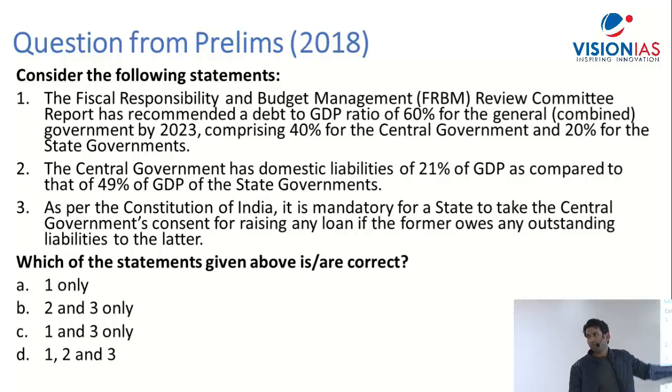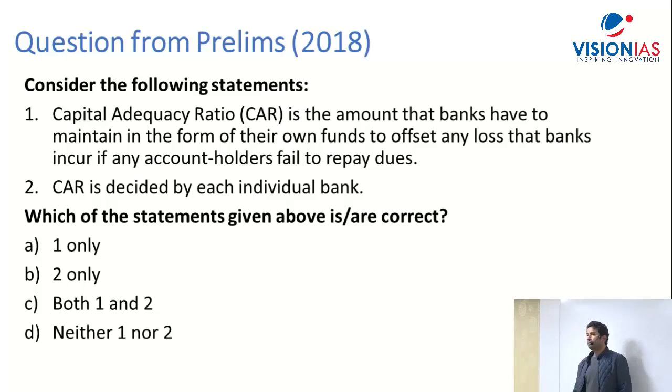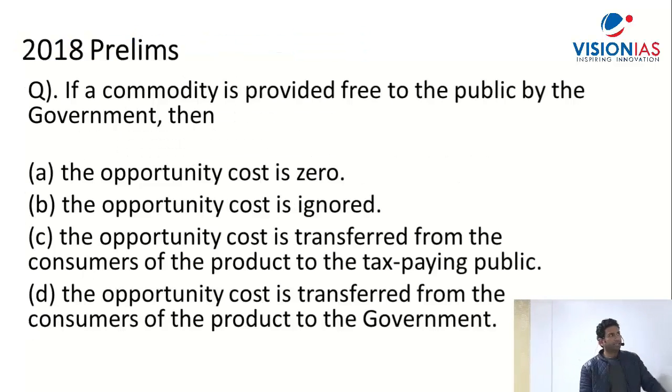FRBM Act. Okay? In the second question, if you see, they're asking about the capital adequacy ratio. Again, a concept, not a fact. They're not asking you how much capital adequacy ratio we are supposed to follow in India. Only the definition, and they're asking you to choose the statement. Okay? I'm not discussing the question. I'm just providing you the kind of question asked by the UPSC. Third, if a commodity is provided free to the public by the government, then again, a statement is being given, and you need to have your conceptual clarity. Then you can mark this answer correct.